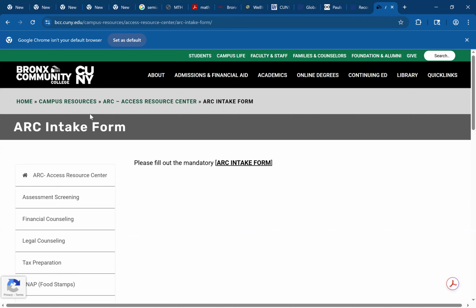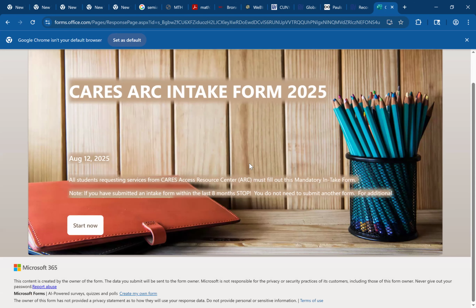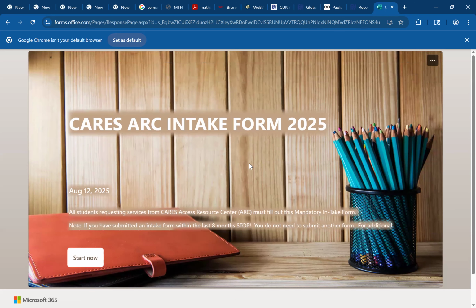You can do it too, Fabricio. All right. So we're Googling BCC and ARC intake form. Everybody got that? This blackened box where it says ARC intake form, you're gonna click that. Now it's gonna take you to a Microsoft Forms page. You're gonna click where it says start now, and you're gonna fill that out.